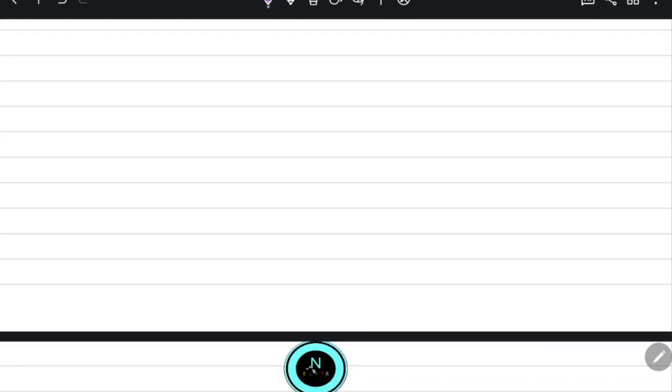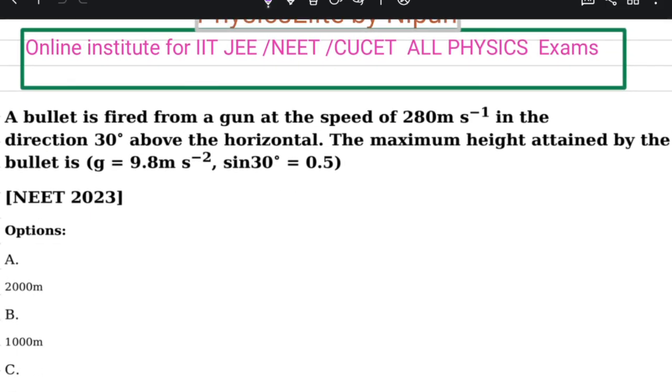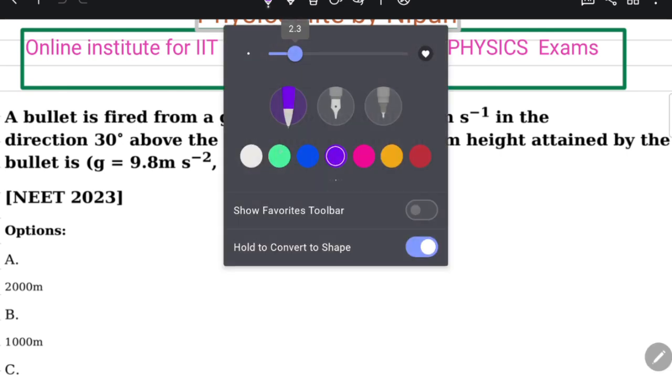Understand now? If you have any doubt, you can ask. Right? So I'll do the next question. These are basic concepts and basic questions, not difficult. Now I'll do the next question.